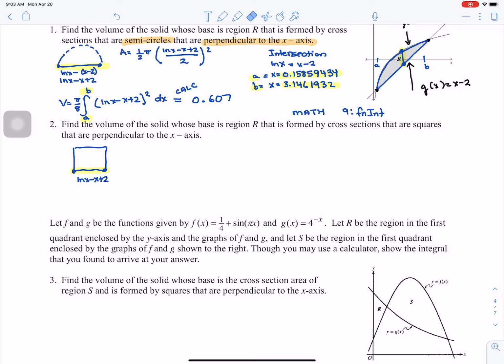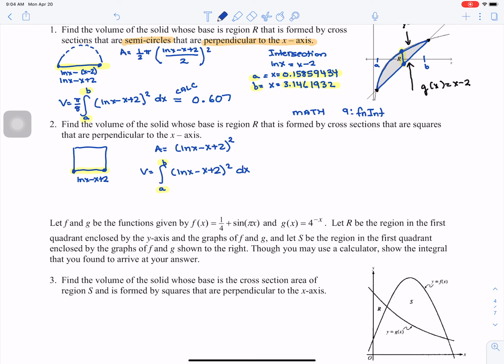Let's say I forgot my formula while we derive it. The area of one square is ln x minus x plus 2, so the base times the height, so I square this because it's a square. And then my volume would go from A to B, which are the same numbers above that I've highlighted in yellow. f of x minus g of x, well, ln x minus x plus 2 squared is the area of one of those squares. And then we integrate over that entire region to find the volume.